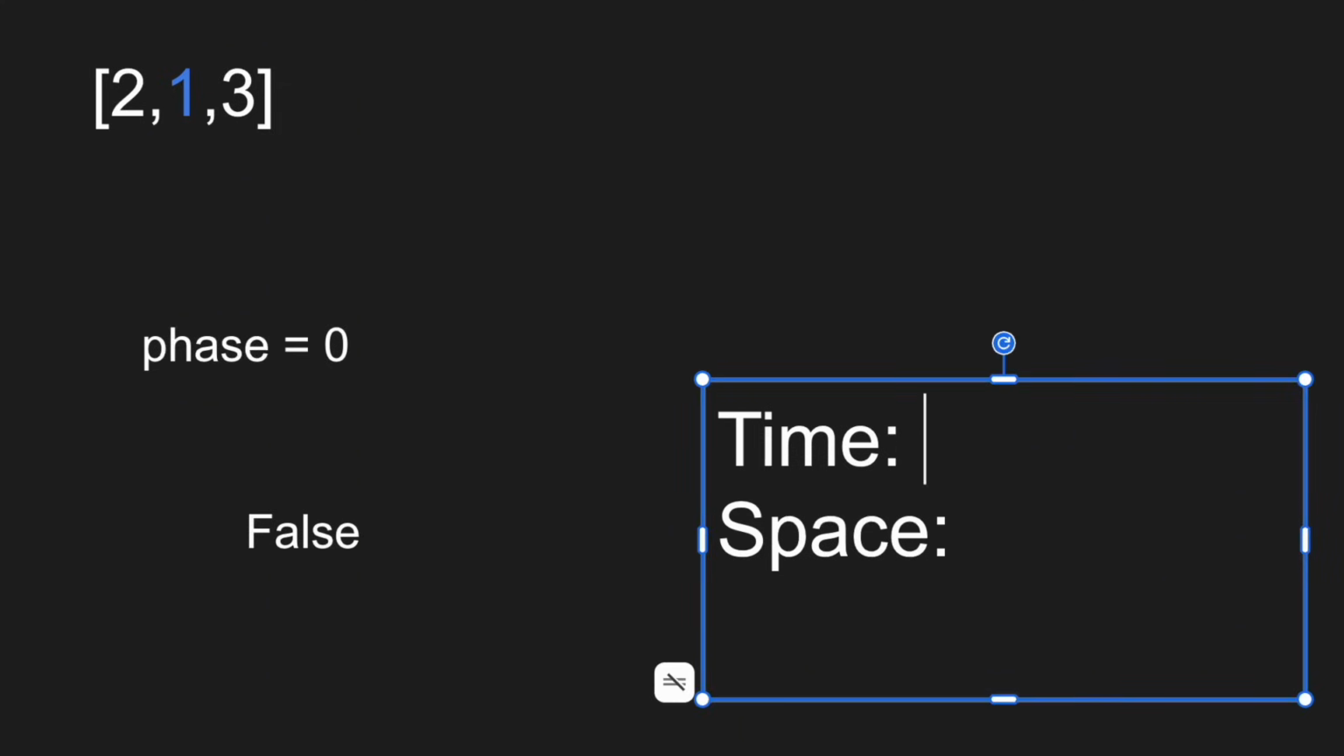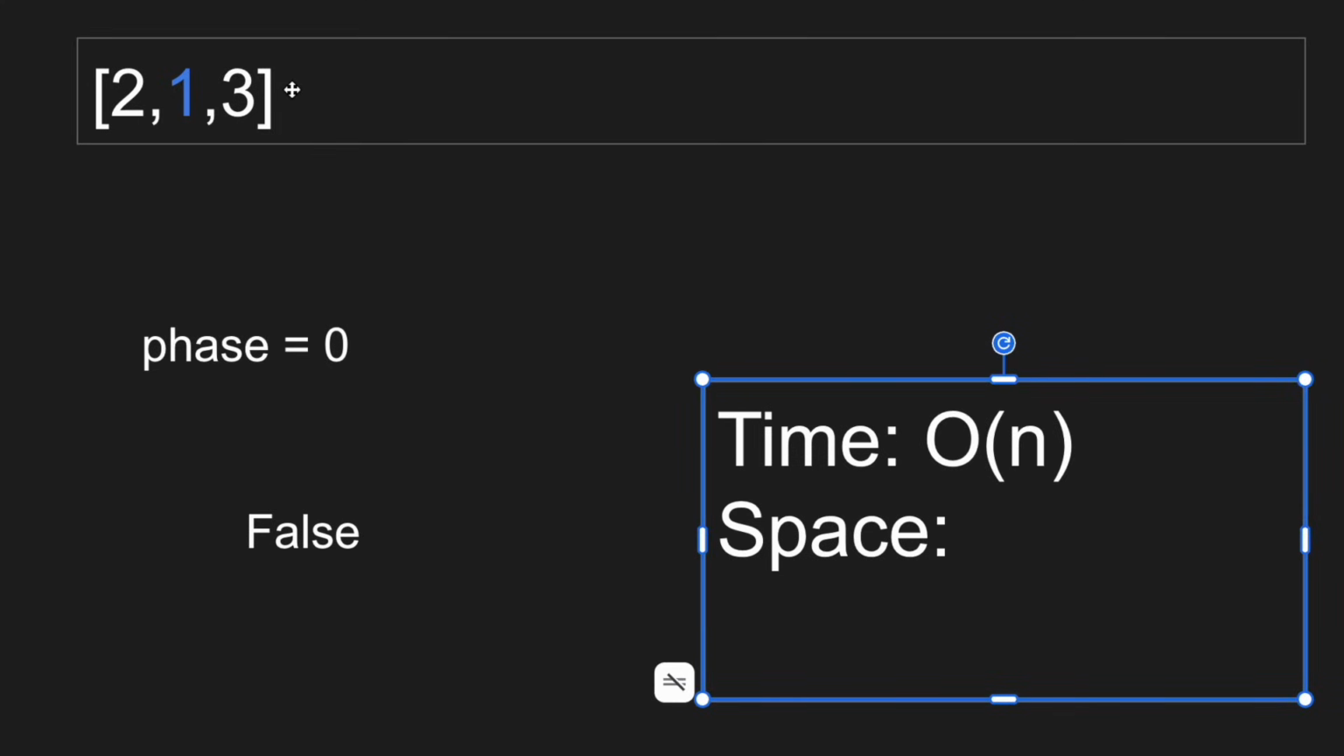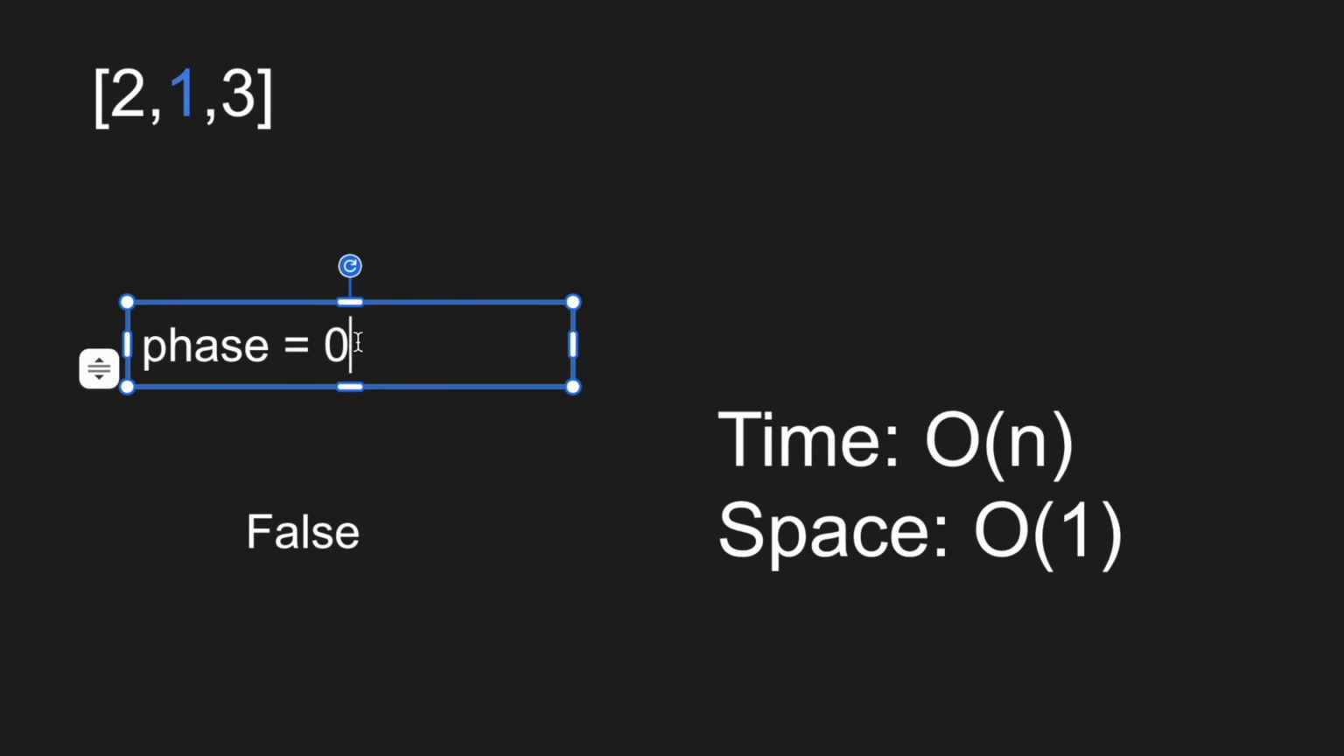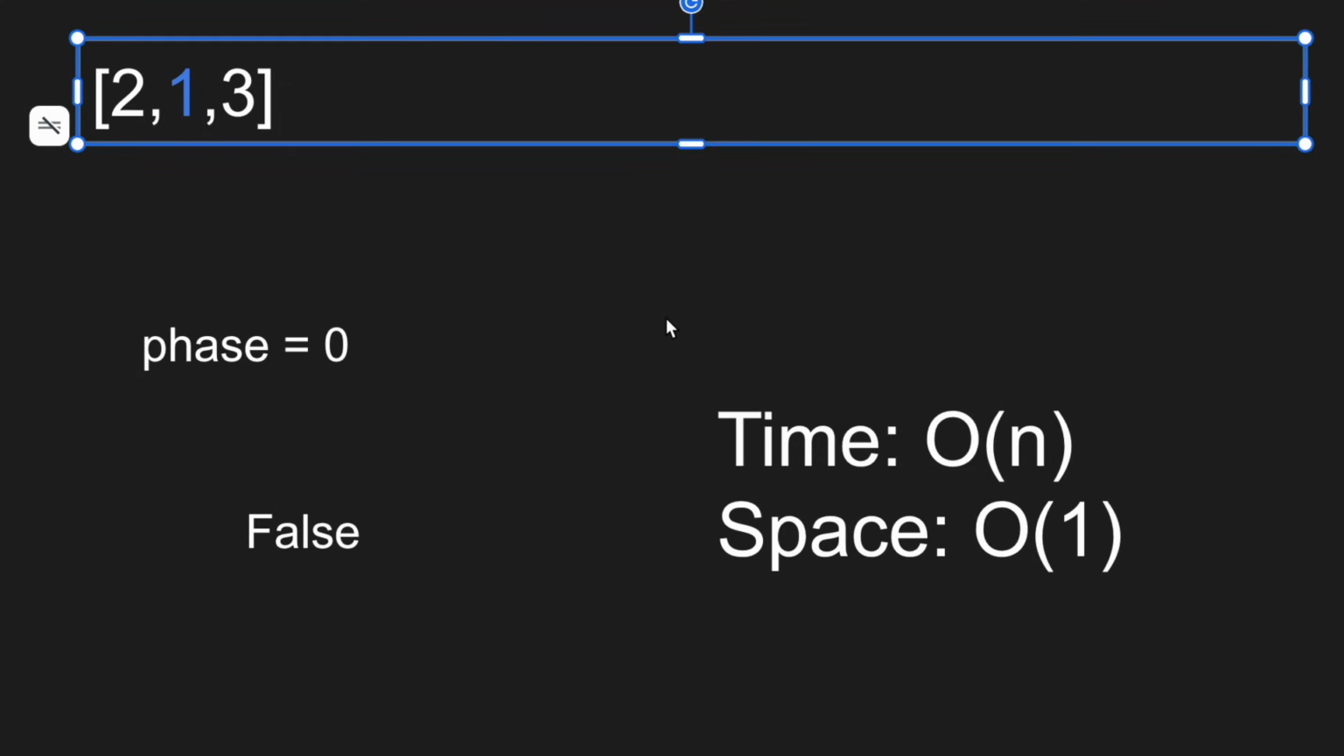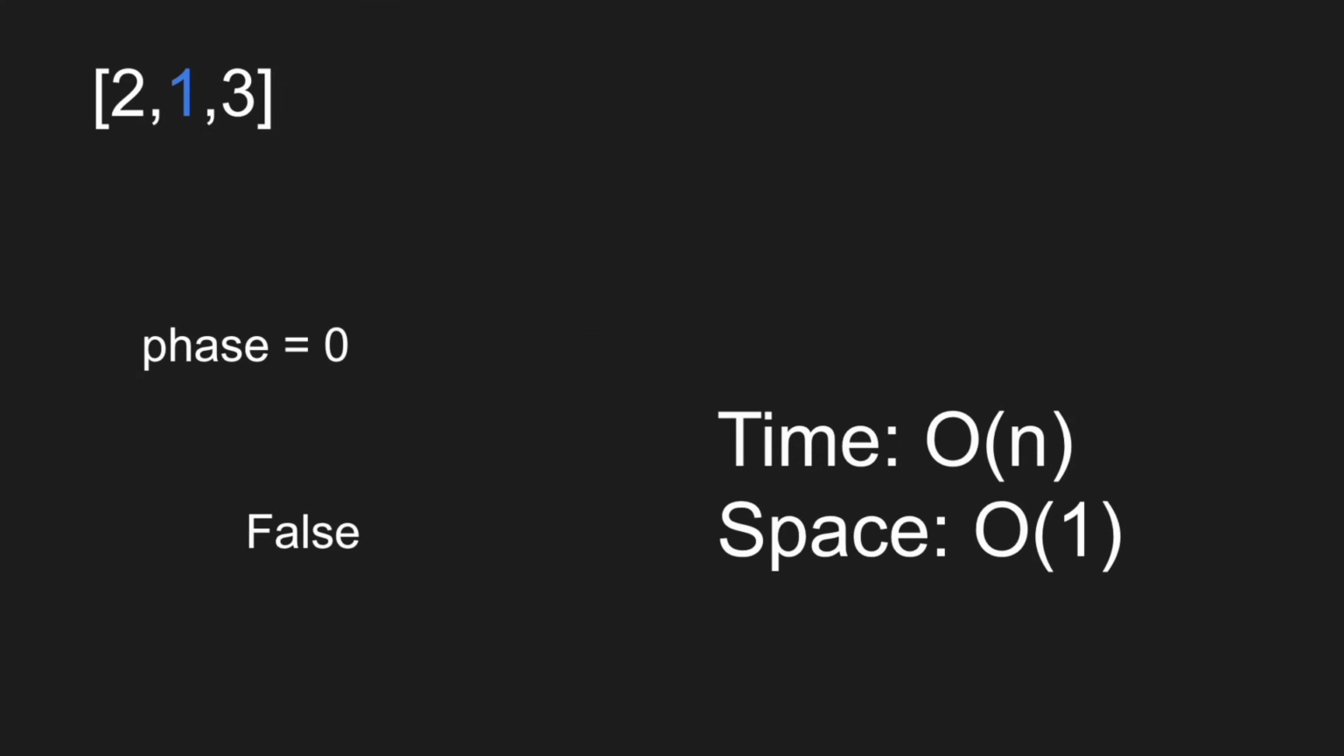And the time complexity would be O of n, where n is the number of elements in the array, because that is the number of elements we will iterate through. And the space complexity would be O of 1, because the size of the phase variable will not depend on the size of the input array. So now let's get to the coding part.